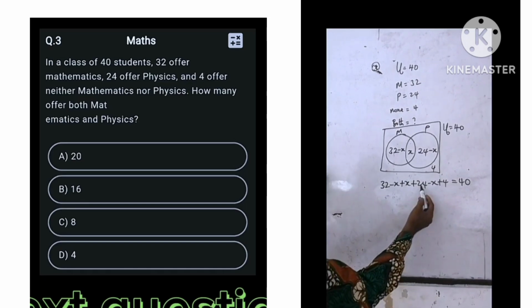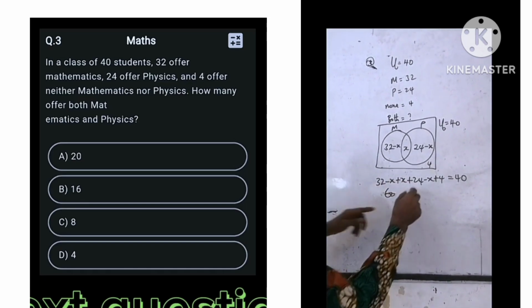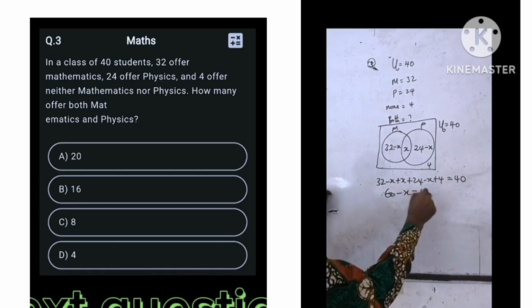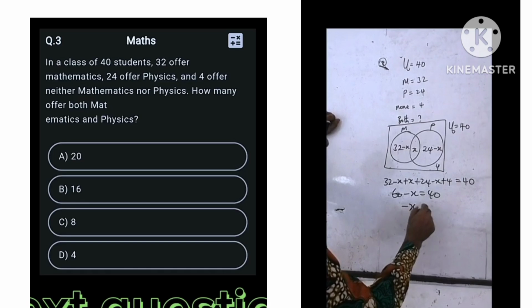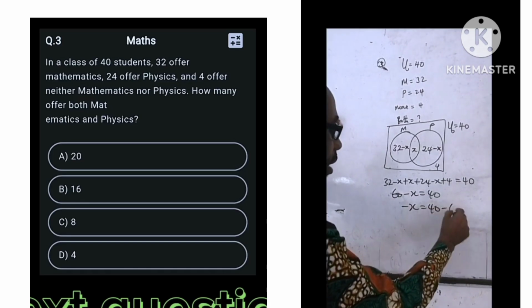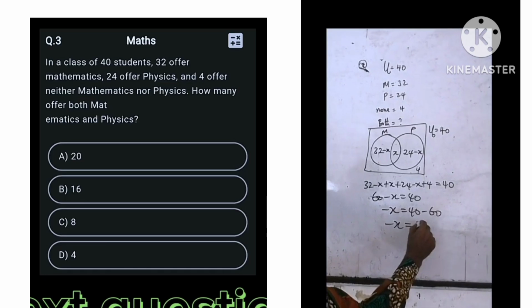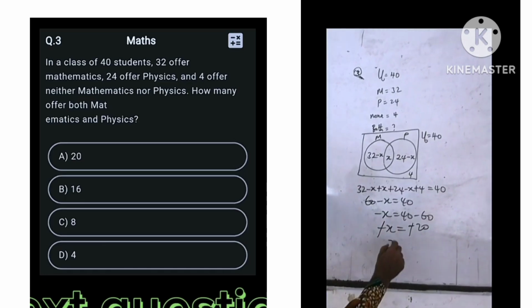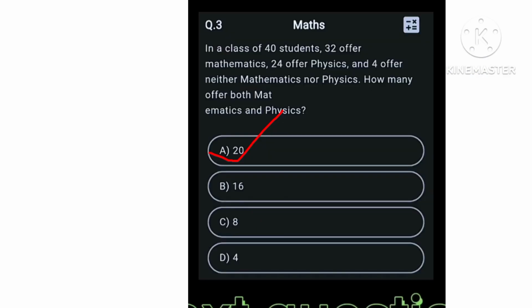Now at this point, let's add this. 32 plus this will give us 56, plus this, that is 60. Minus x plus x is 0. So what we have is 60 minus x equals 40. Now we carry the 60 over to the other side. That becomes minus x equals 40 minus 60. 40 minus 60 will give us minus 20. So we cancel the minus, my x is equal to 20. So the answer is 20.